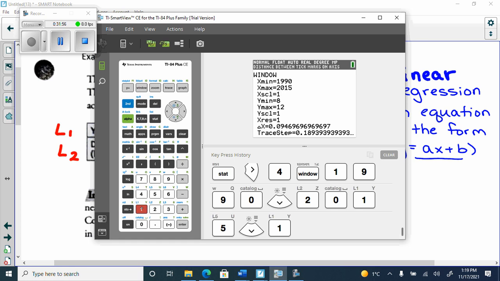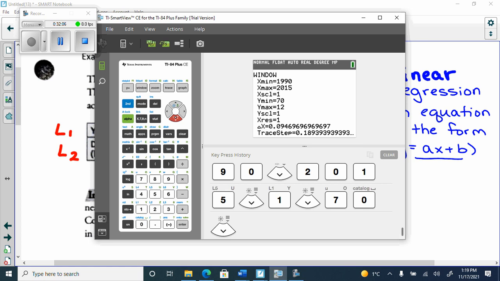What's my y minimum? What's the lowest my y was? 78.04. So I'm going to make mine be 70. What's the highest my max was? I'm going to make my y max be 100. And then I'm going to leave my y scale be 1. Does everyone have that? And how did I figure it out? My chart. I just went to the table, went below the lowest and above the highest. Right? No rocket science used.